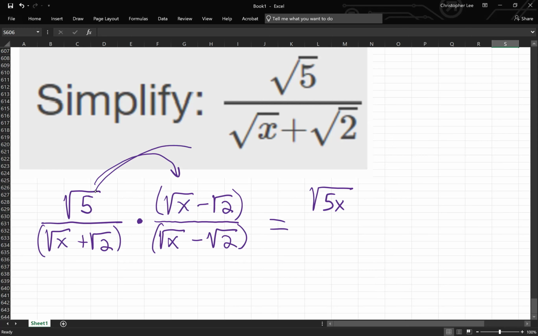So square root 5 times negative square root 2. Negative square root, 10. That's it. Very good. Now on the bottom, right, we about to FOIL this. So square root x times square root x is just x. Very good. And then square root x times negative square root 2 is what?